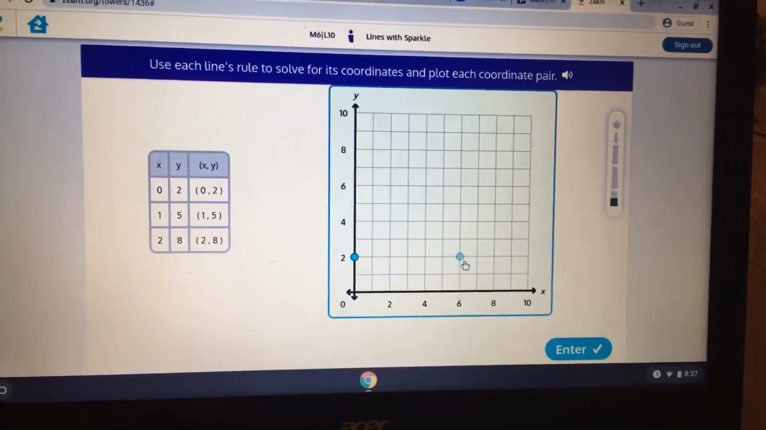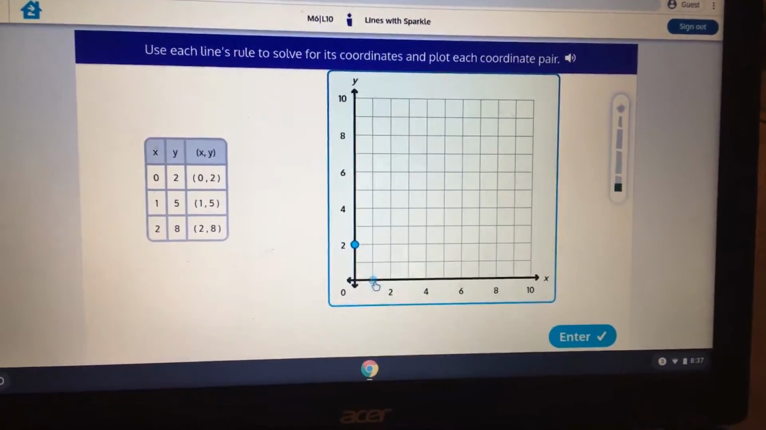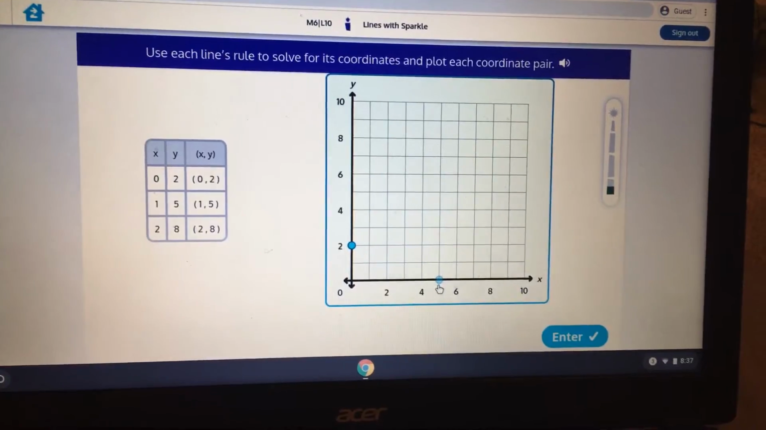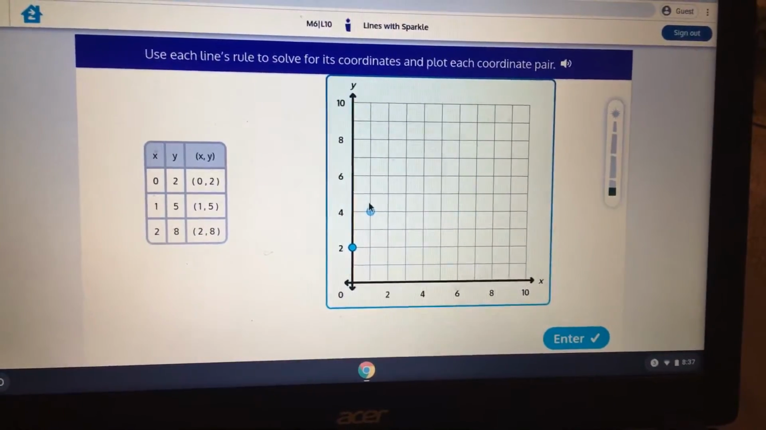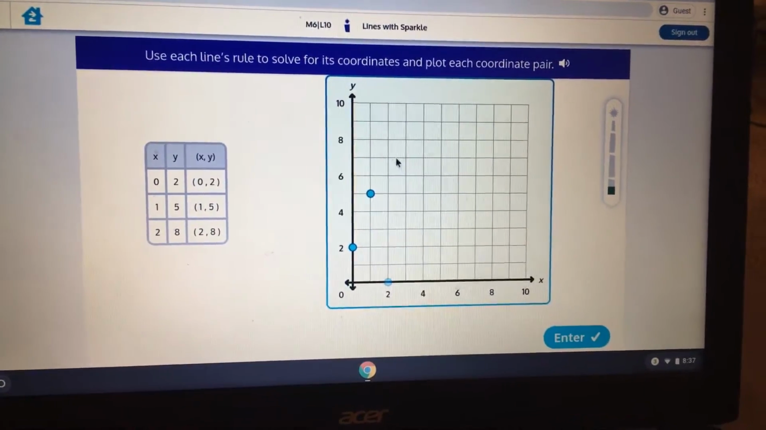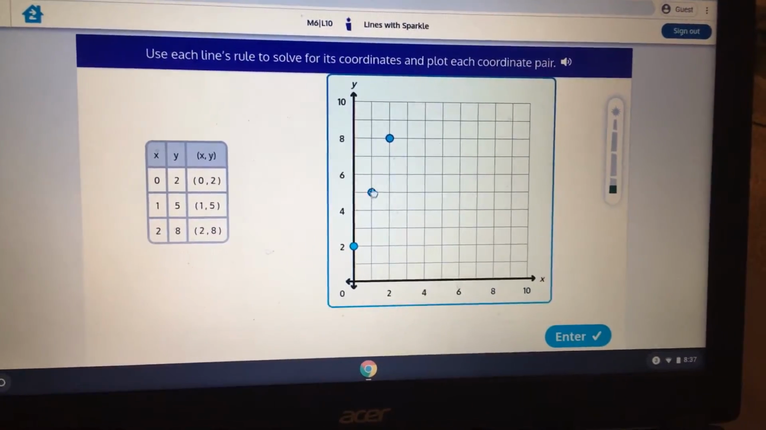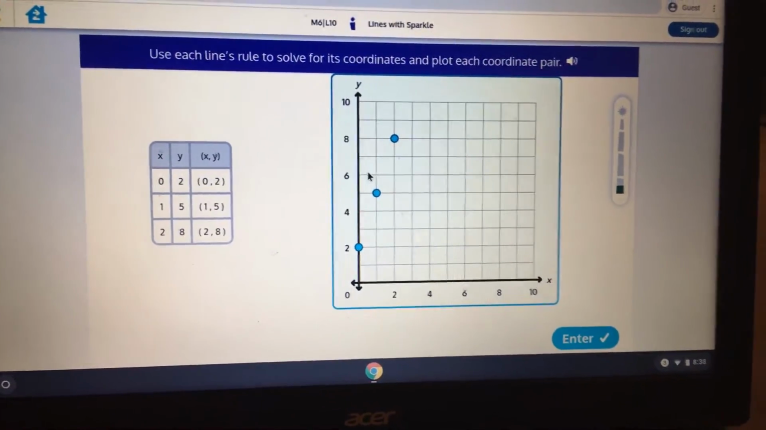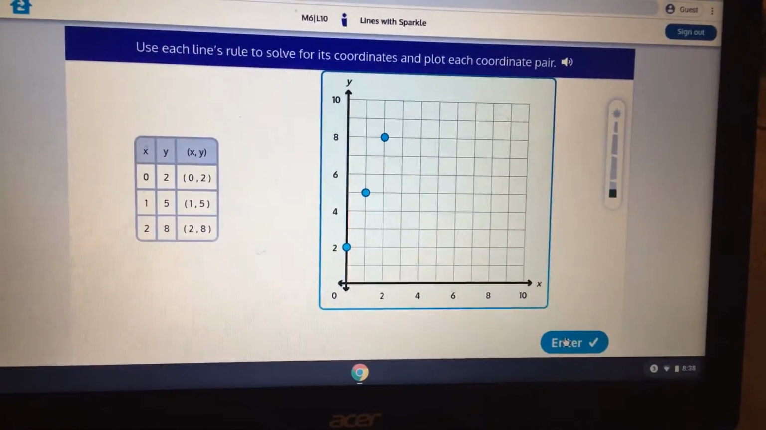0, comma 2. So notice this is counting by 2's: 2, 4, 6. So that means that my in-between lines are my odd numbers: 1, 3, 5. So if I'm at 1, comma 5, then my point is going to be plotted here. 2, comma 8. I'm here. So notice if I were to draw a straight line diagonally, I would pass through each of these points. When we follow the rule correctly, that is the result of our line when we plot our points on a coordinate chart.